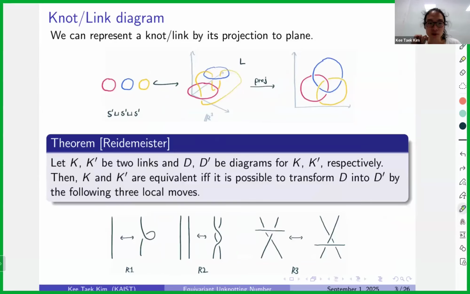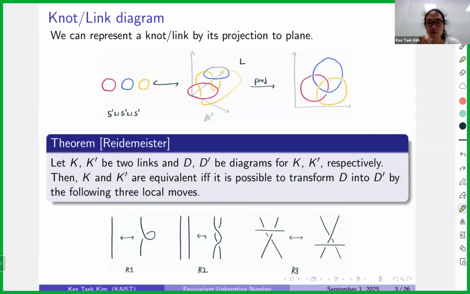So we can represent a knot or a link by projection to the xy plane. And this is a famous theorem by Reidemeister. Let K and K prime be two links, and D and D prime be diagrams for K and K prime. Then K and K prime are equivalent if and only if it is possible to transform D into D prime by a sequence of the following three local moves: R1, R2 and R3. So this theorem gives a combinatorial way to do knot theory.